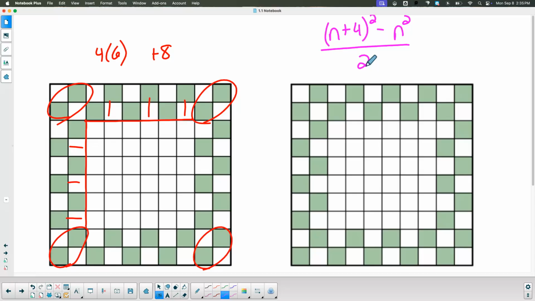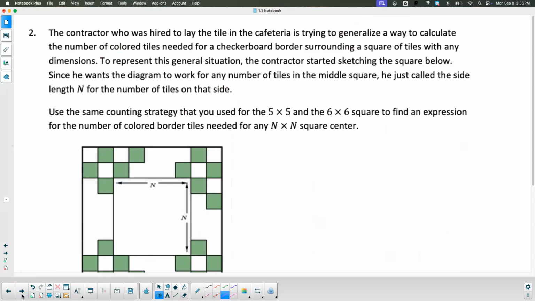So if I fast forward to this one now, how wide is my square? N plus 2, which is n plus 4, right? So it's still n plus 4 quantity squared. How wide is my small one in the middle? N squared. So I still got to subtract that out, and I still got to divide by 2, right? Does that work? Yes.